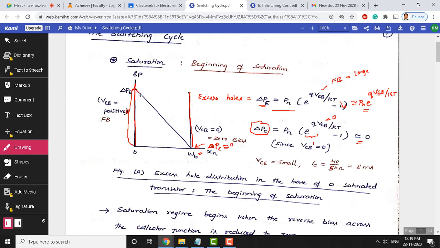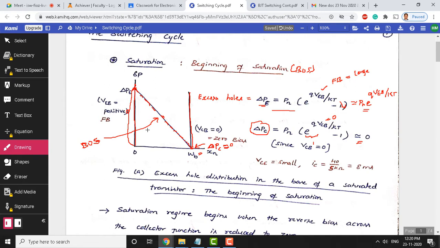This is shown by the line here. You can see the excess hole distribution has been shown here. It is delta P at the emitter base junction, and it is going to be 0 at the collector base junction. This is the commencement of saturation. Let me call this BOS, beginning of saturation. This line indicates the beginning of saturation. All right, now let us see the various points to be covered here.